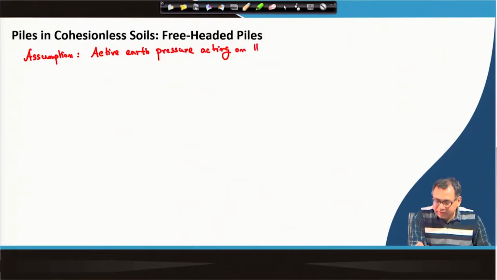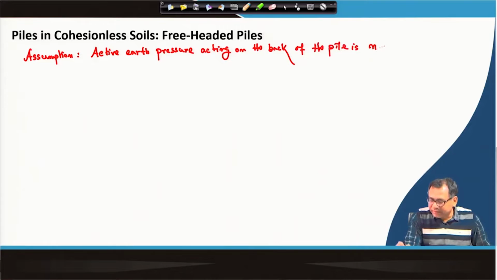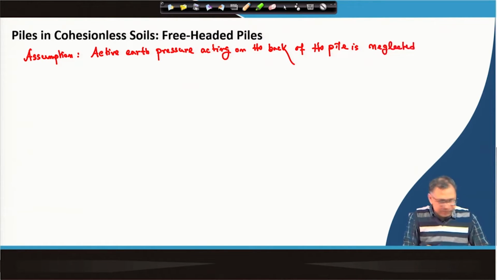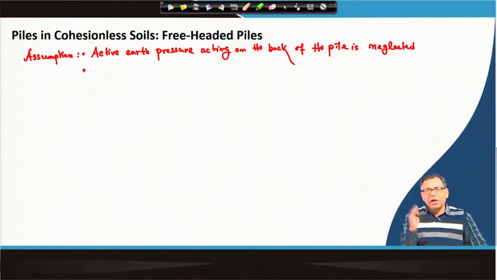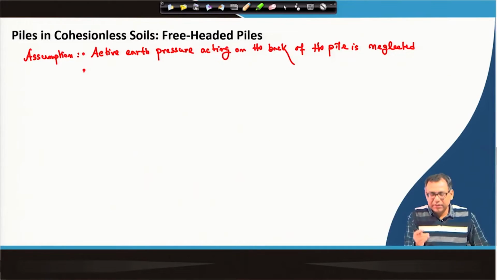The active earth pressure acting on the back of the pile is neglected. Okay, so this is one assumption. We will consider only the passive pressure which is acting along the pile.